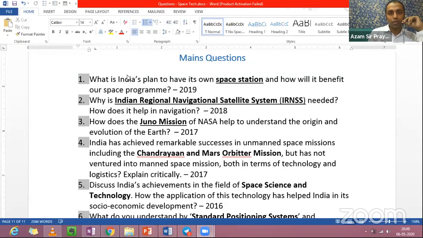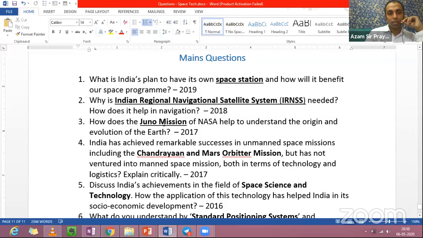So if you can see this question paper, the mains question paper, this is related only to space technology. The very first question talks about what is India's plan to have its own space station. So this question had come in 2019 mains. If you see the next question in 2018, the question was on Indian Regional Navigation Satellite System. Again, a space related question, but this question was actually asked in the geography area. Yes. So we cannot limit science and technology only to science and technology. It has got overlapping with other syllabus, as I have clearly mentioned.